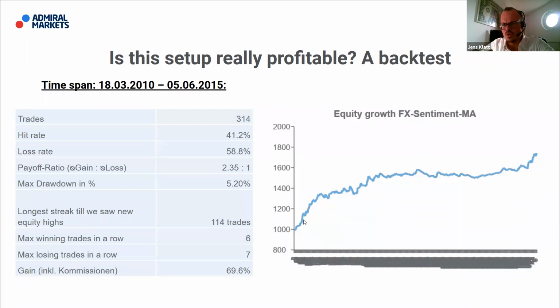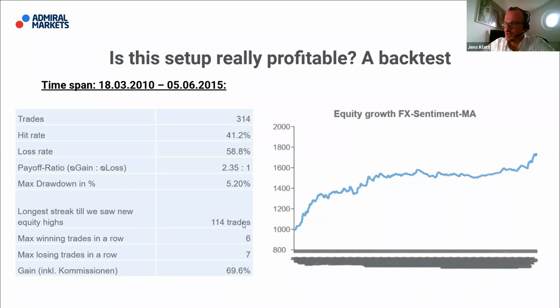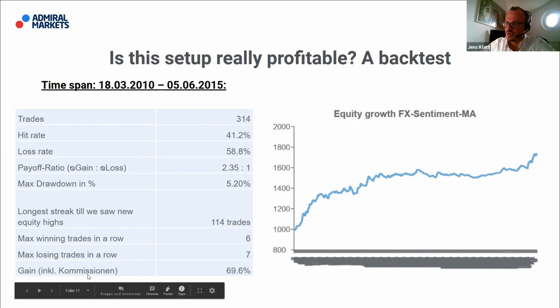I think I used a fixed position size of 0.4 on a 10,000 euro account, which means 40,000. It's an effective leverage of 4 to 1 in this case. The only problem is that the longest streak until we saw new equity highs, nearly a third of the trades, was 114 trades. The gain includes commissions, by the way.